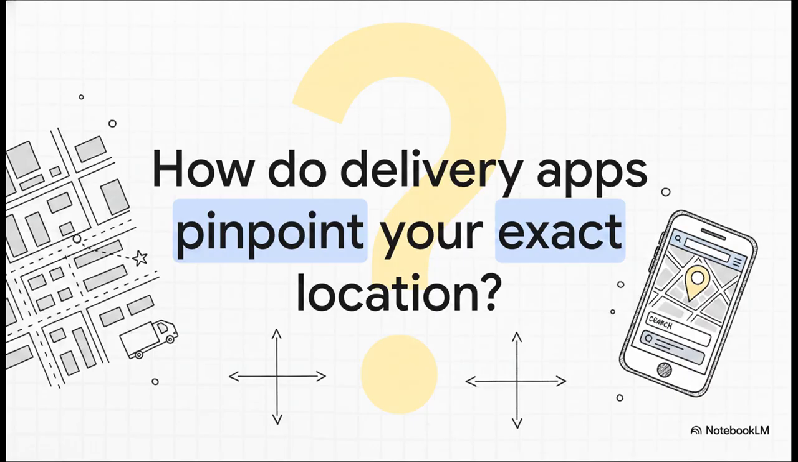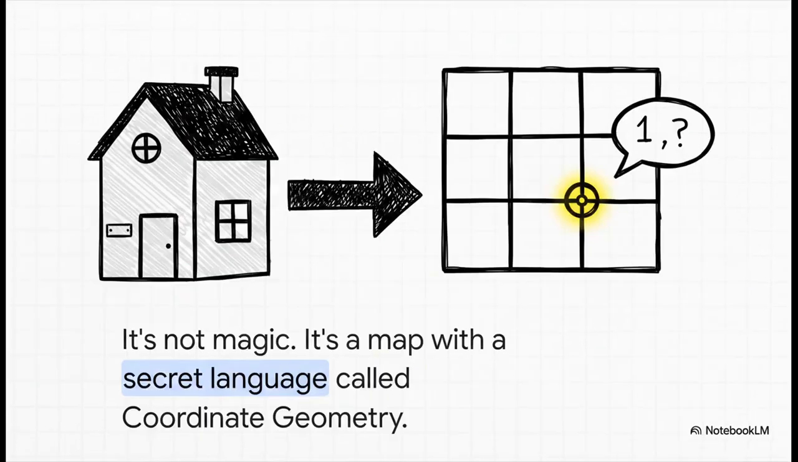I mean, have you ever really thought about it? You punch in your address, and somehow a driver navigates through a huge city and lands right on your doorstep. How on earth does the system know exactly where that is? Well, the answer isn't just the street name you type. It's what that address gets turned into, a set of coordinates. You see, this system gives every single point on a map its own unique name, and today we're going to learn how to speak its language.